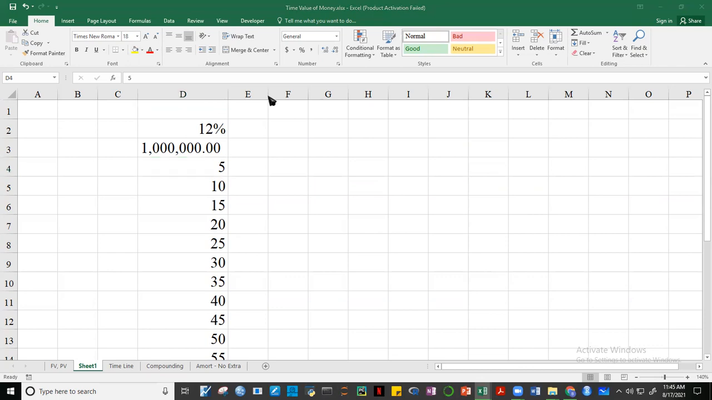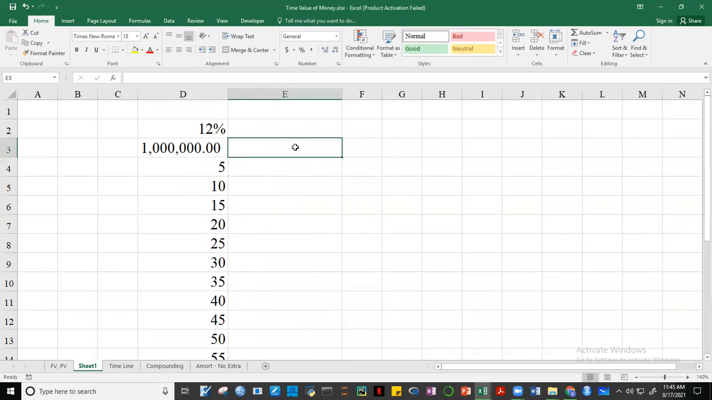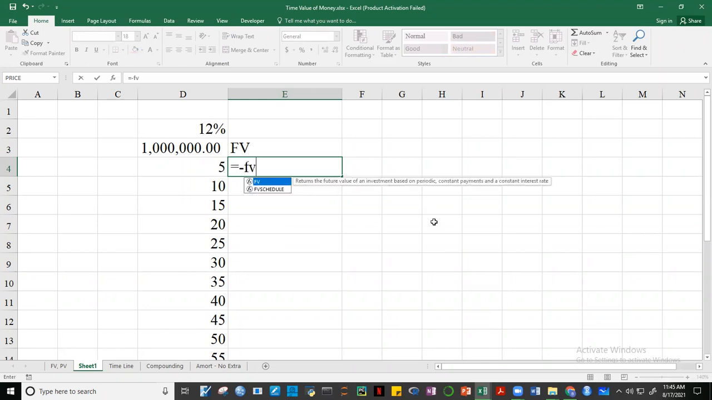So now we'll compute, ang gusto natin mapakita dito yung power of compounding, no? So we'd like to compute for the future value. So this is equal to, ang future value natin will be based on, maglagay lang tayo ng negative para positive yung makuha natin answer. Let's apply what we learned a while ago, negative FV. Okay, ang rate natin is 12%.